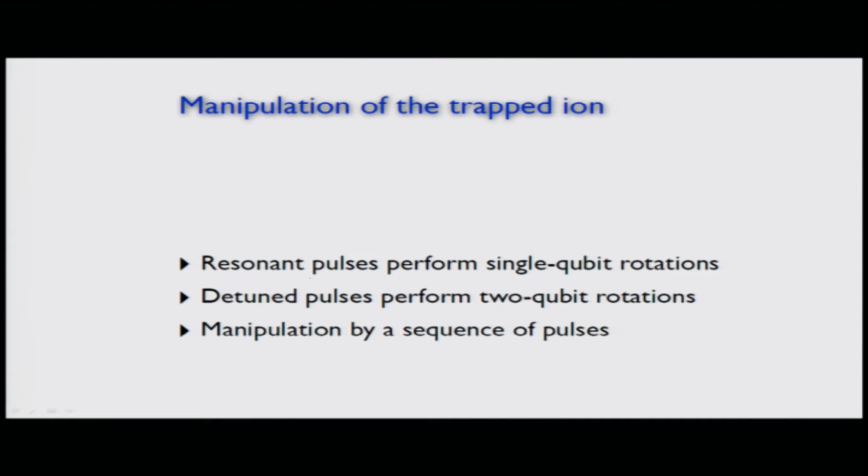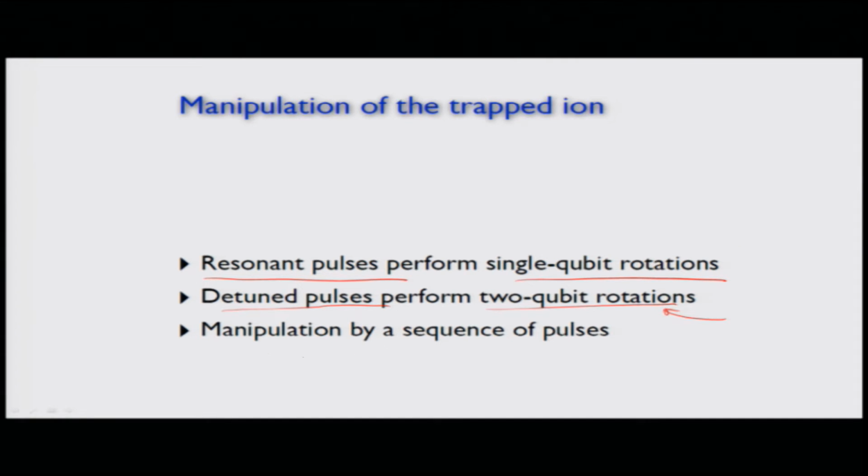The manipulation of the trapped ion therefore results in these. We have resonant pulses which perform the single qubit rotations, whereas the detuned pulses perform the two qubit rotations, because the detuned pulses will essentially have the Doppler effect of sort of cooling the system or heating up the system. That creates a situation of having the two qubits, whereas the resonant pulses are going to take it from one particular F level to the other, from one particular spin condition to the other coupled spin condition.